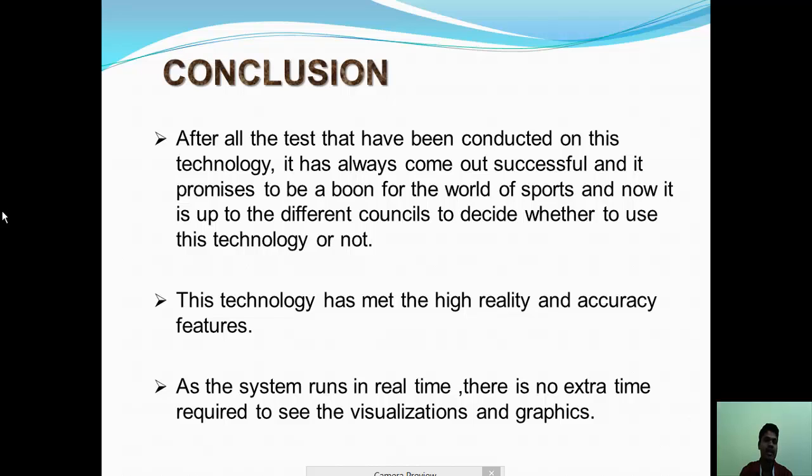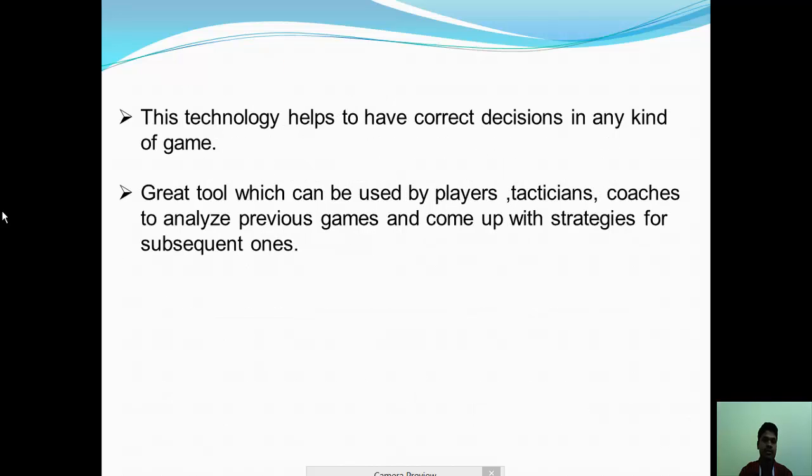This technology has met high reality and accuracy features. As the system runs in real time, there is no extra time required to see the visualizations and graphics. This technology helps to have correct decisions in any kind of game.